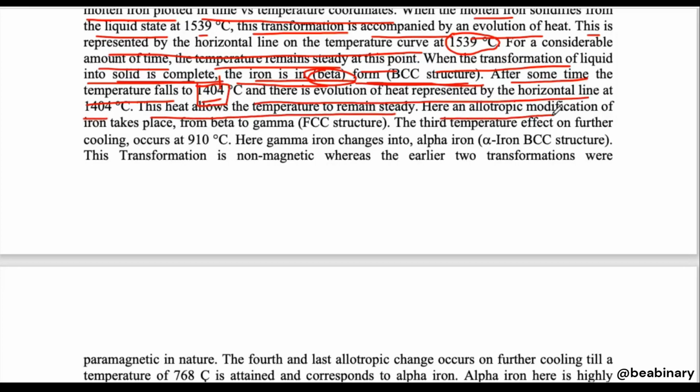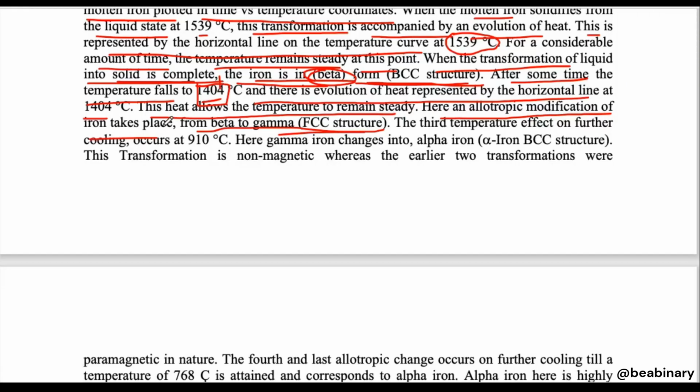And here, the allotropic modification of the iron takes place from beta to gamma FCC. Once you reach 1404, the next phase change starts, and whenever a phase change starts, the temperature remains constant. So the temperature of 1404 remains constant during the phase change, but the iron is still in the solid state. The crystal structure is being changed from beta to gamma. What kind of structure is that? It's FCC, face centered cubic crystal.